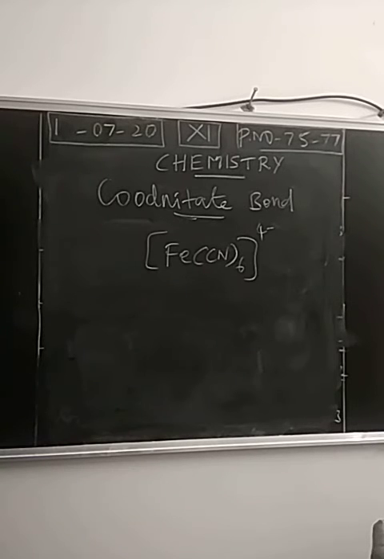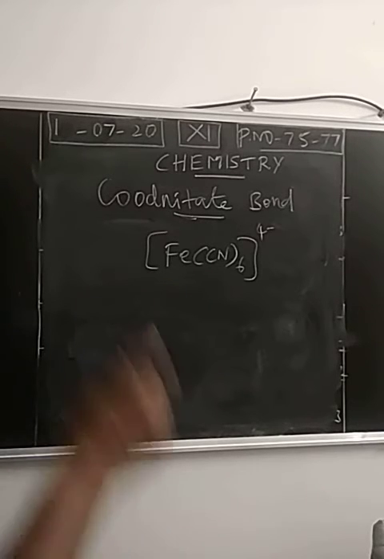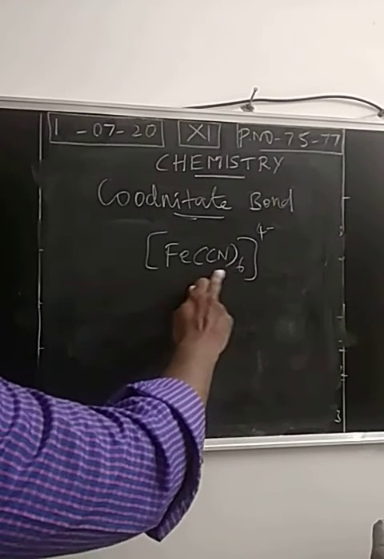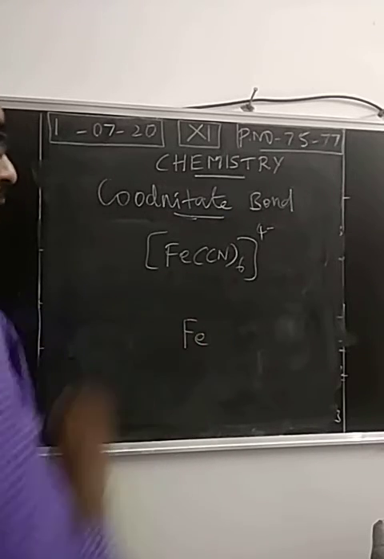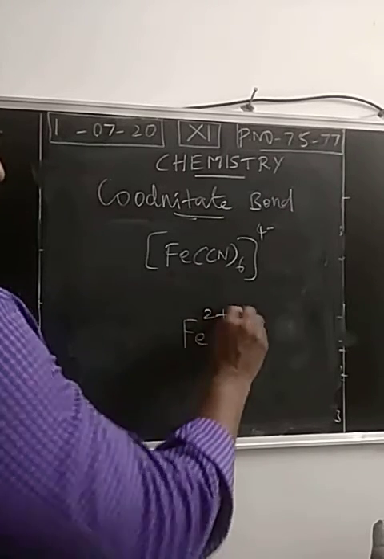Generally the name will be ferrocyanide ion. The exact name is hexacyanidoferrate(II) ion. In 12th standard you will study. Okay. So in this coordination compound or coordination complex, we have to know how the coordinate bond is formed. The central atom is iron. The oxidation state of iron is 2+.